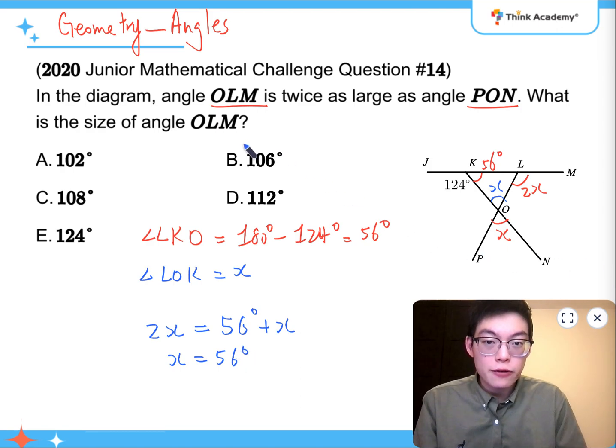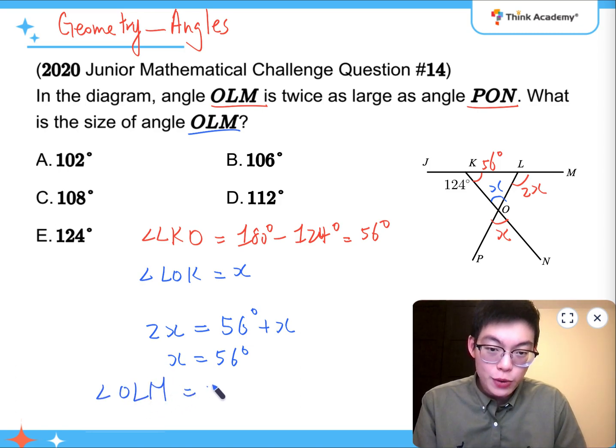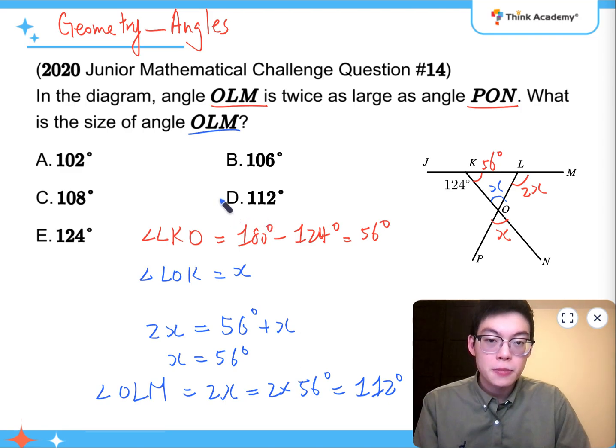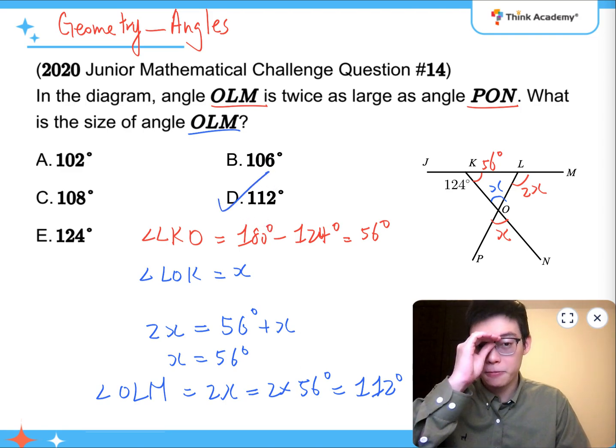And what are we looking for? We are looking for the size of angle OLM, which is 2x. That's equal to 2 times 56 degrees, which is 112 degrees. So D is the answer to this question.